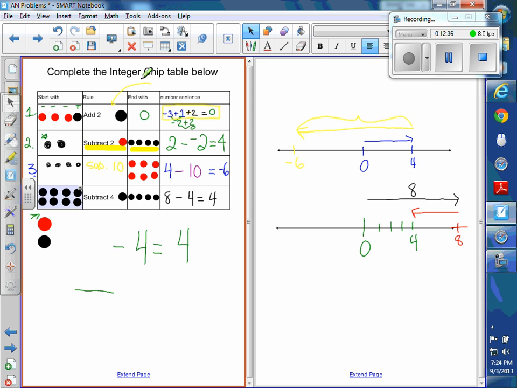So that's a big quiz type problem for you to complete the table, and I'm going to post this for you to look at.